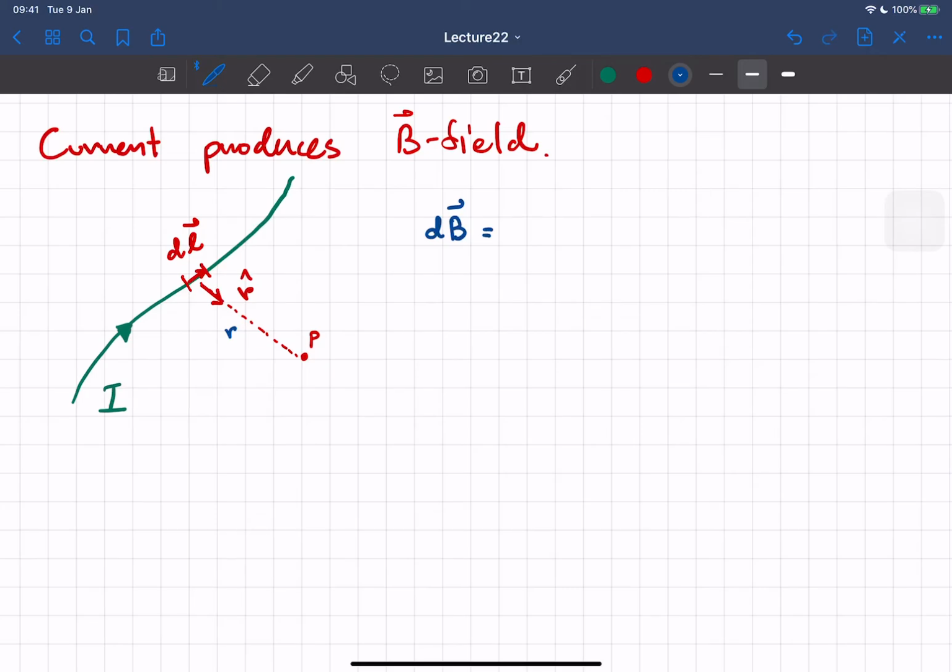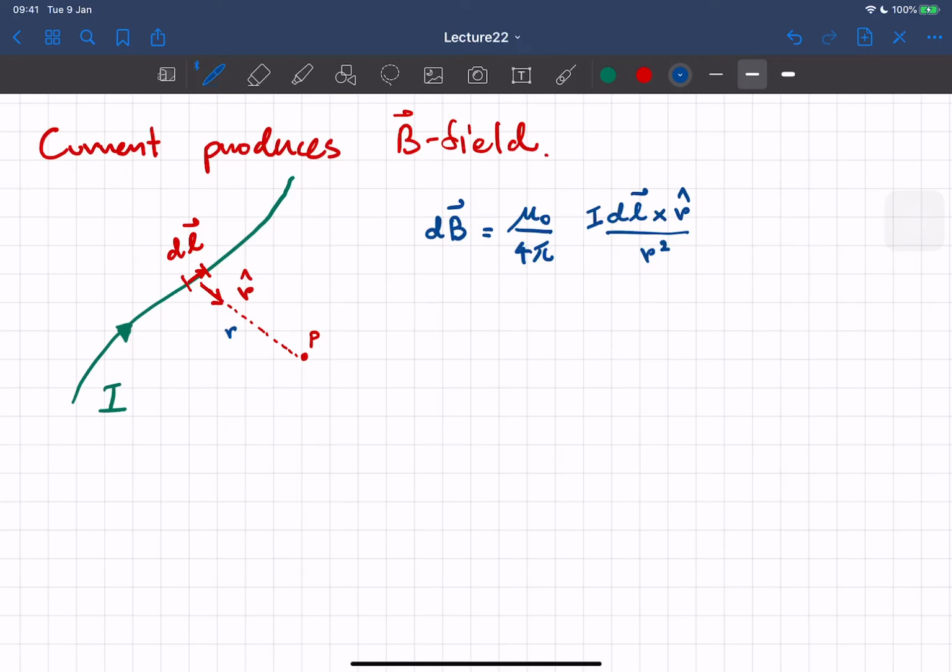This turned out to be equal to some constant here. I will talk about this in a few moments. That's not so important. The important thing is the one that follows, which is the current times the small section of the wire dl. Also, don't forget the vector sign. Cross with the unit vector r and then divide by r squared, like this.